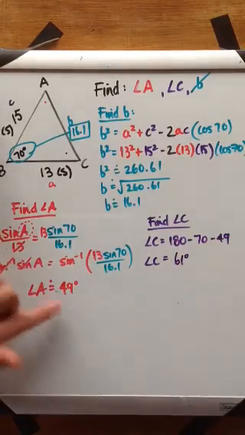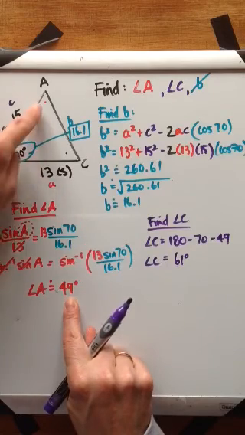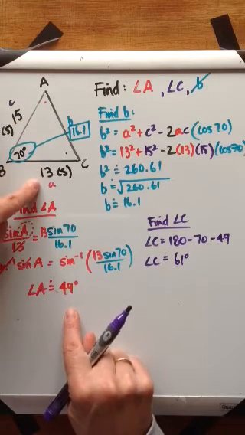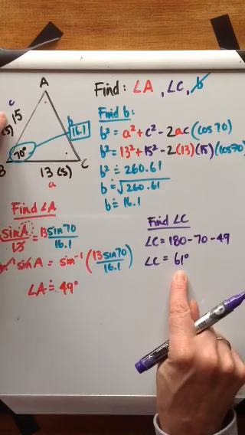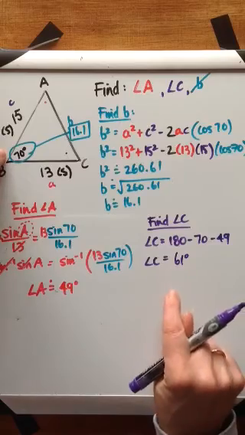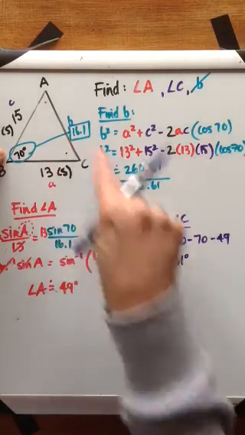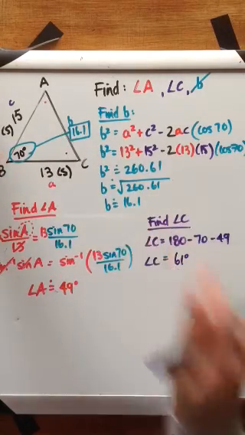So again, smallest angle should be opposite the smallest side. 13 is the smallest side. Medium angle, 61, should be opposite the medium length side. And our largest angle of 70 should be opposite our largest side, which is 16.1.